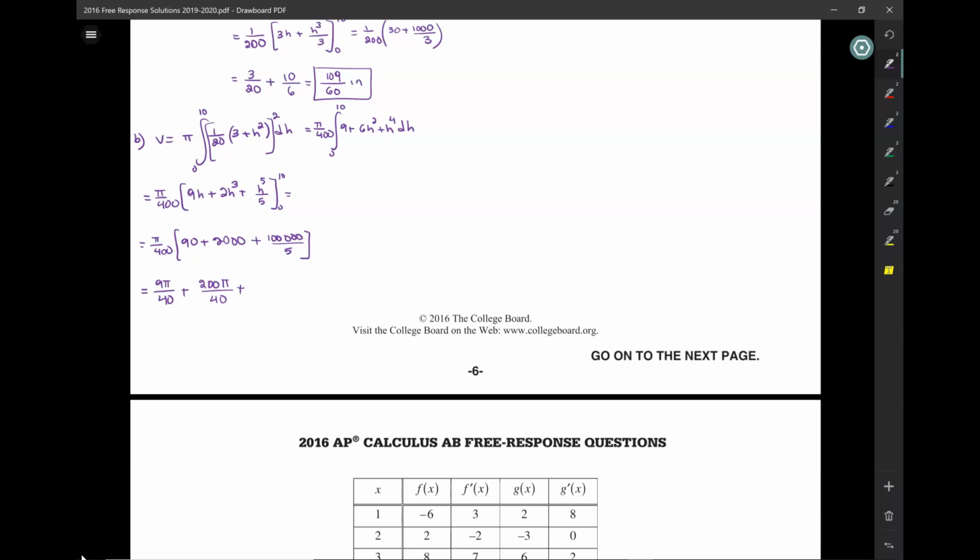And then here, that was how many? 20,000, right? No, just 2,000 pi. Yeah, so that was 20,000. Get rid of a 1, so you get 2,000 pi over 40. And then all of that together is 2,209 pi over 40. Remember, no calculator for this one. What are the units? Inches cubed. Cubic inches, yes.